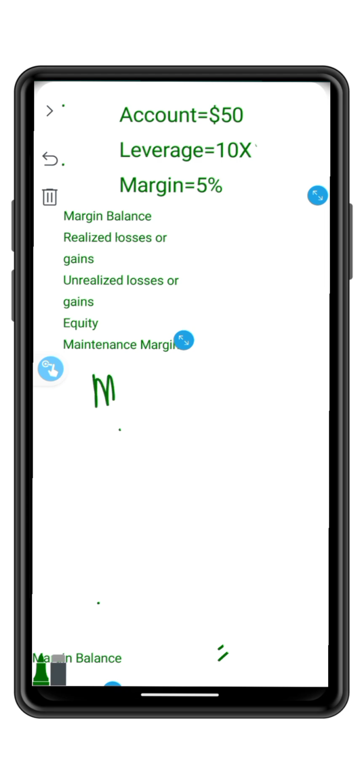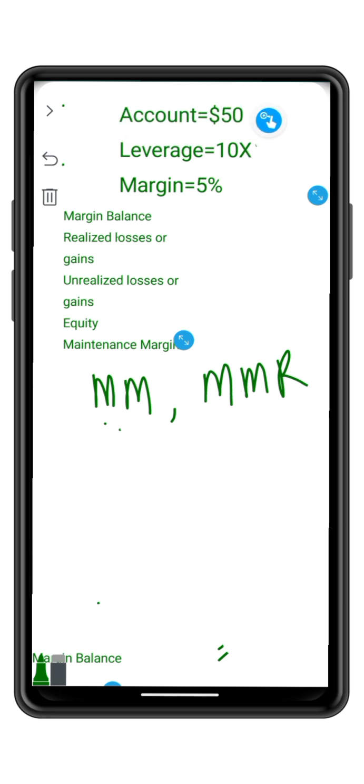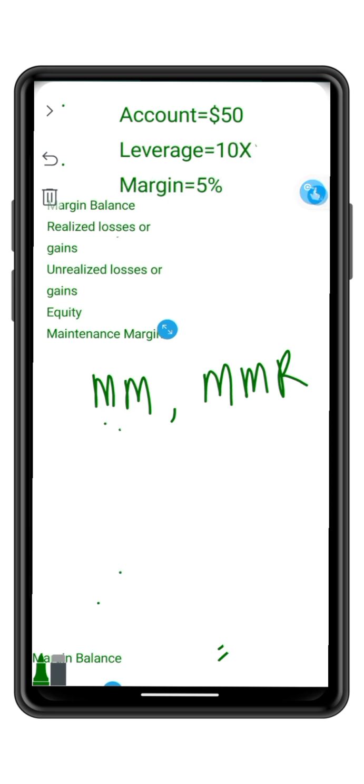So on exchanges you will see MM, which means maintenance margin. And I'm going to show you this on Bybit. You will also see MMR, which is maintenance margin rate. So let's say you have an account balance of $50, leverage is 10x, and let's say your margin rate is 1%. All right, so let's say the margin rate is 1%.